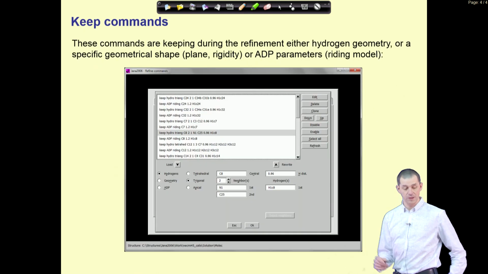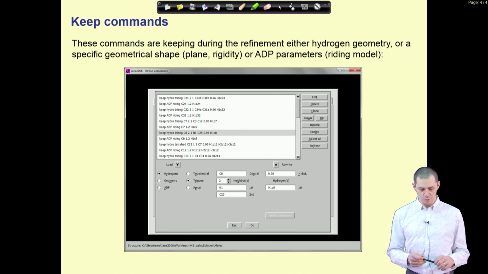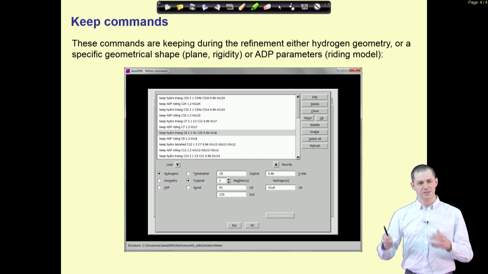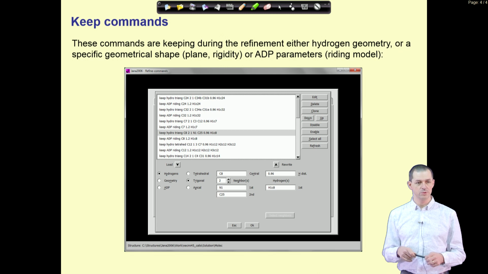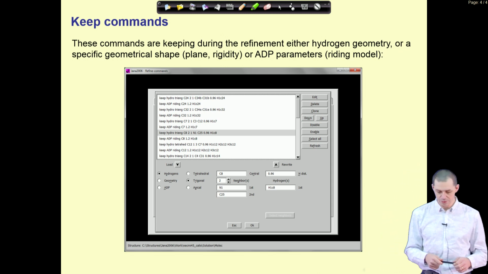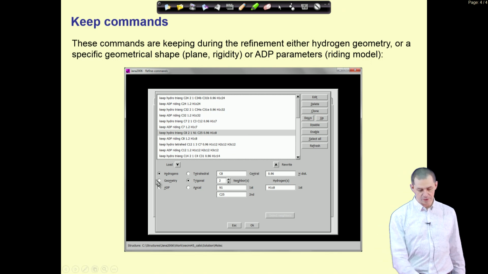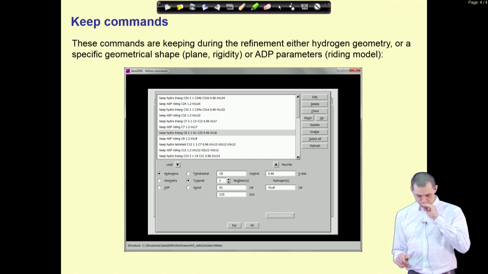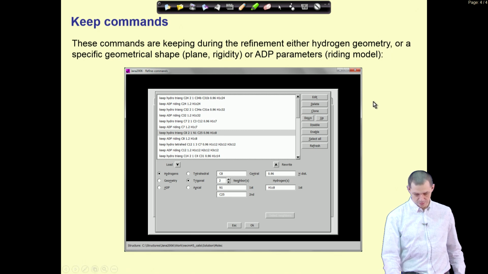Then there is a large family of keep commands which relates features of different atoms. So you have the hydrogen keep commands. Hydrogen atoms are such weak scatterers that they rarely can be refined independently. So you can say that the hydrogens are related geometrically to the atoms they are bonded to. There is very often a strict geometric relationship. And you can also specify their ADP parameters, or you can have a keep command on geometry. For example, you can fix a set of atoms to be planar. These are different types of geometrical restraints.